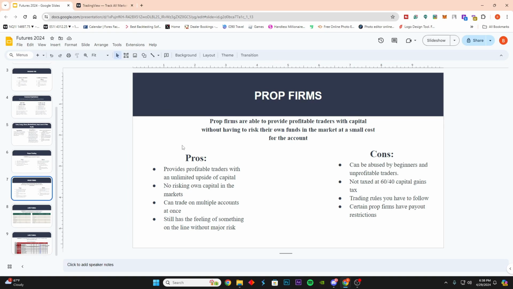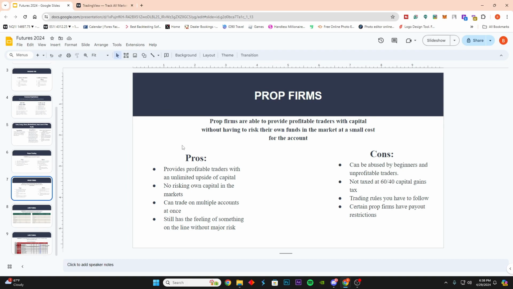Again, if you are going to get into prop firms, it's something I would only recommend if you have a strategy, if you've been paper trading, if you've tested a strategy and figured out that you are profitable and are ready to have the psychology and emotional thing on the line.